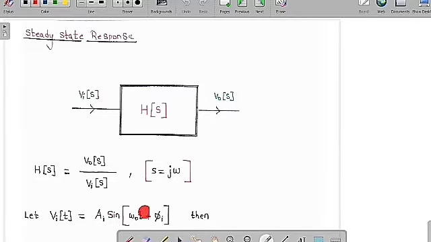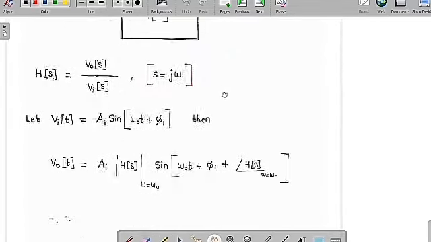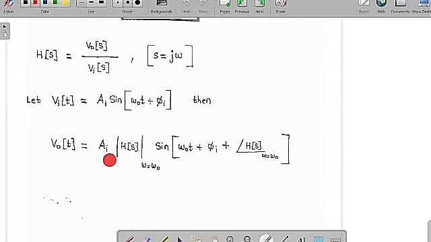So therefore Ai sine of omega naught t plus phi i becomes, with the amplified output, H(s). It's a complex number, so you can go for the magnitude and also the polar part. So the magnitude of H(s) into Ai sine of omega naught t plus phi i plus the angle part of H(s), that is the net output equation. You can see clearly here Ai into mod of H(s) at omega is equal to omega naught, at a particular frequency, and sine of omega naught t plus phi i plus angle of H(s) at omega is equal to omega naught.